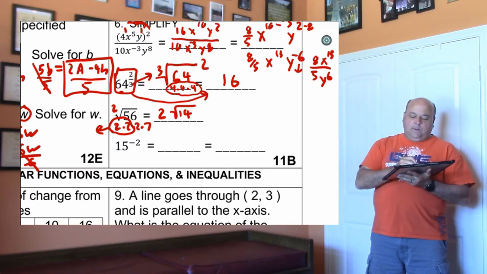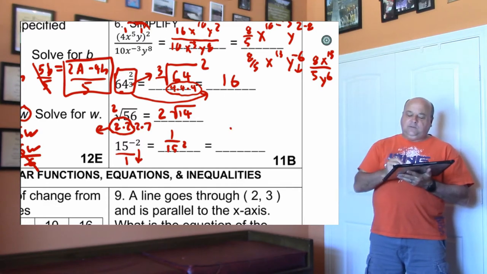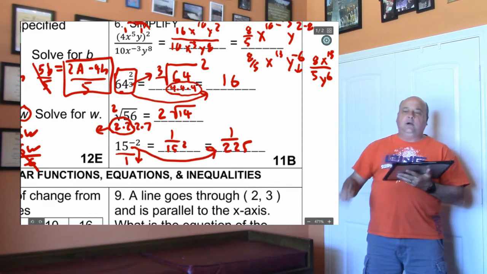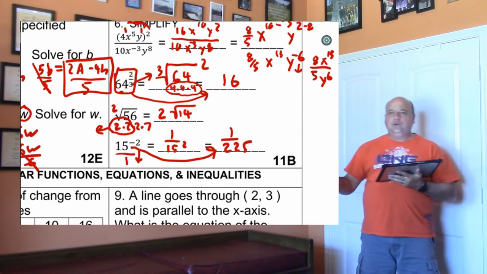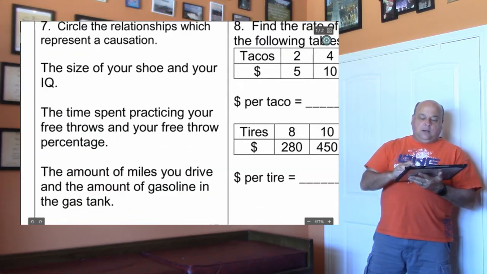On the next problem, remember, a negative exponent moves the base to the bottom, so it would do this, wouldn't it? And 15 times 15 is 225. If you were to punch that in the calculator, it goes straight to this. 1 over 225. Please use your calculator. Going to the next problem.